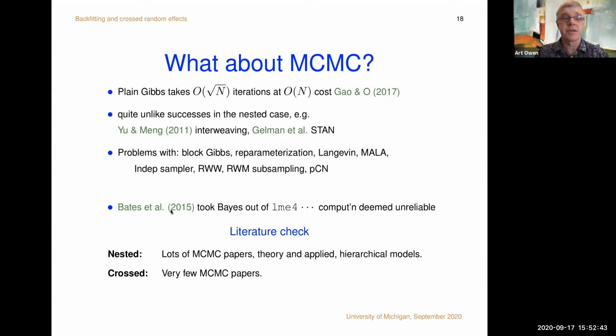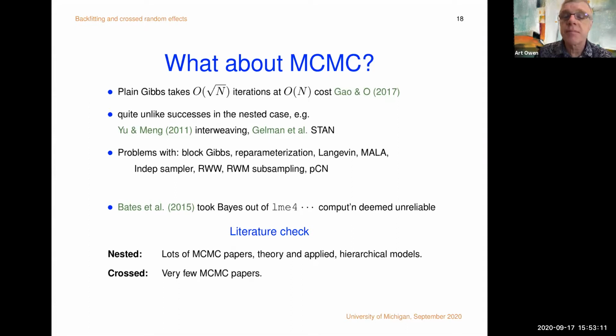And recently, Bates and company, they actually took Bayes out of lme4, not because Bayes was unreliable, but because computing Bayes is unreliable, at least in their setting. And if you look in the literature, there's oodles of papers on nested MCMC and very few for crossed settings. Now, there really is an MCMC that's better. We didn't know about it, but we found out about it later.